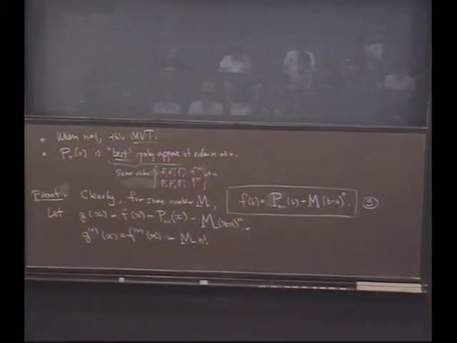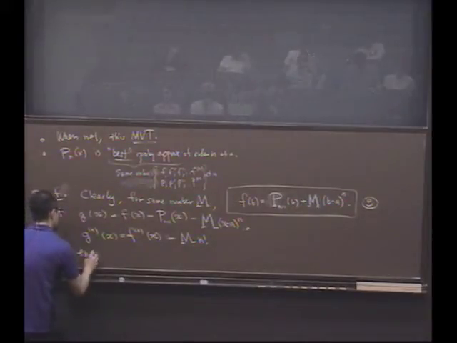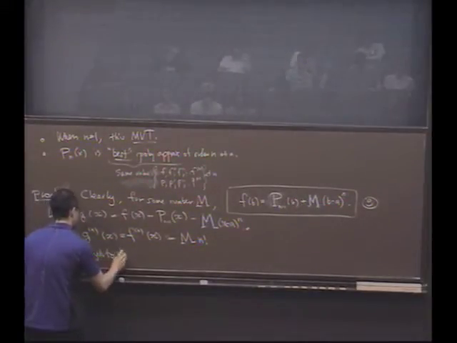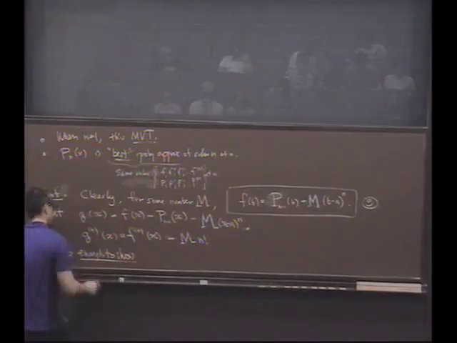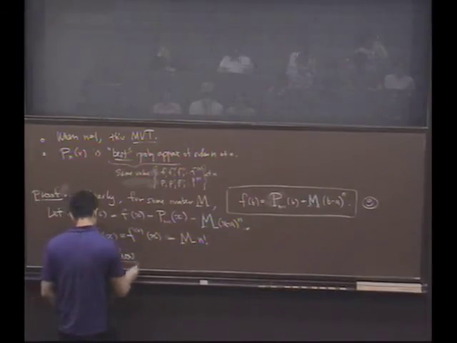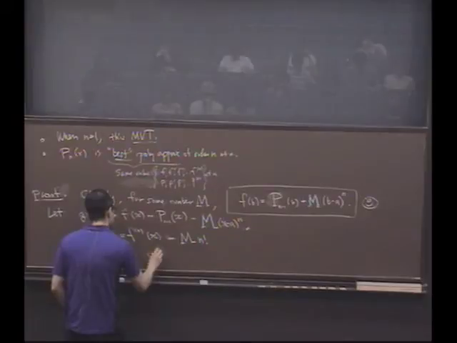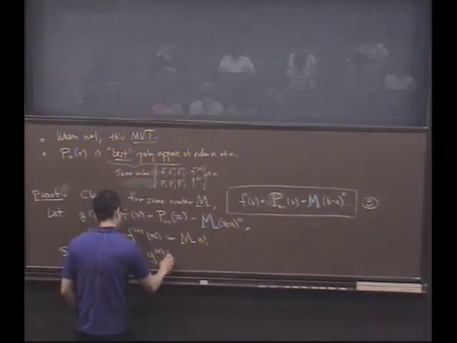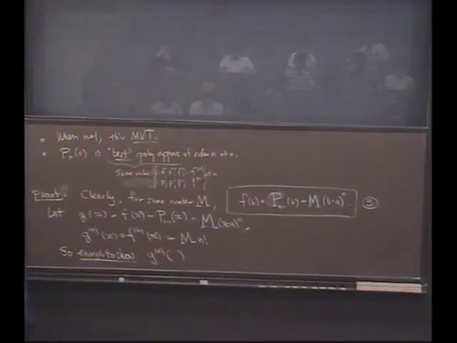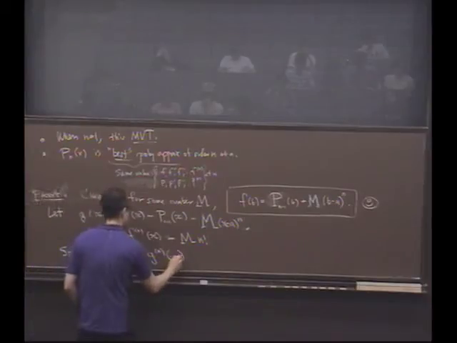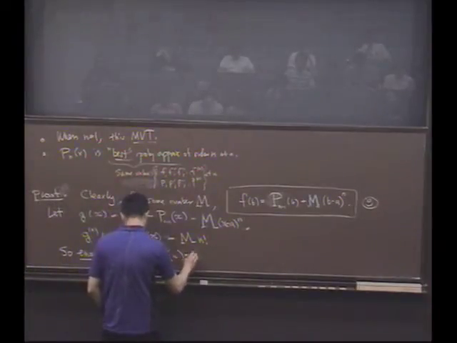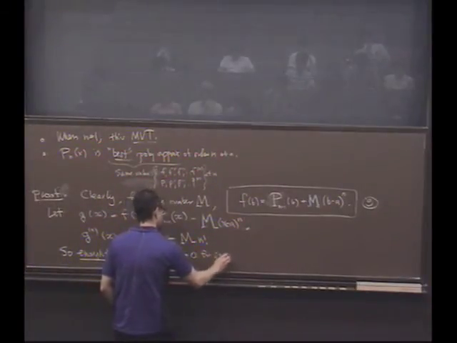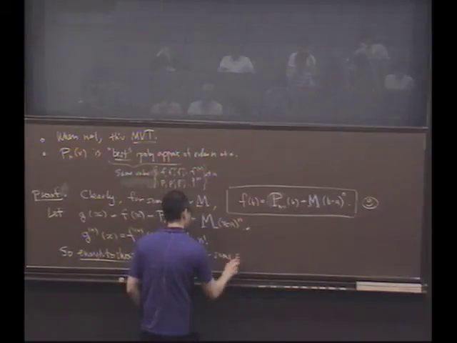And what I claim then is it's enough to show, what I'm trying to do is, will certainly be enough to show that g sub n of some point c is 0 for some c, for some c in between a and b.